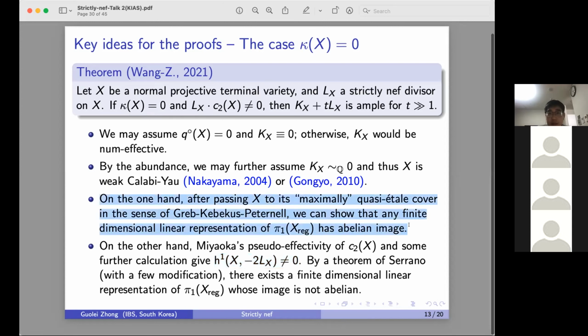So note that this is always true on Calabi-Yau manifolds, on the singular KLT Calabi-Yau varieties. Okay, but for the second part, we need the assumption that K_X plus tL_X is not ample. So we assume by contradiction. Okay, so this is one of the cases, when L_X times c_2 is not equal to 0. However, the case L_X times c_2 equal to 0 is unknown, even in the smooth case it is unknown. Okay, I think in the smooth case, things will be simpler, as proved in Serrano's paper. Yeah. Okay, so this is the case for κ_X equal to 0.